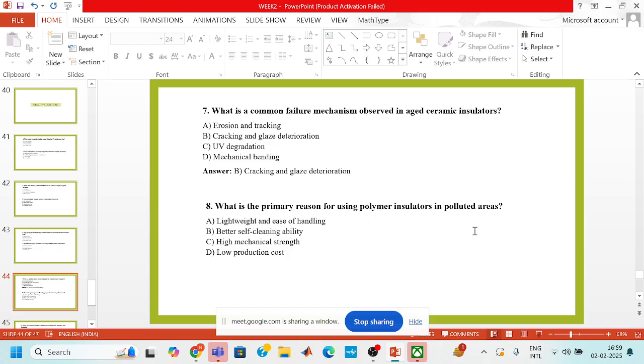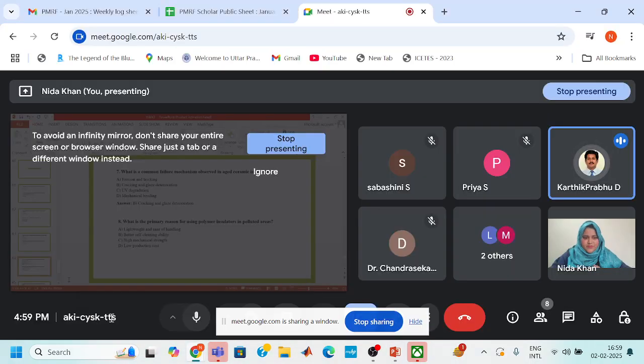Ma'am, can I ask one doubt? Yes. During the pollution property of the polymer insulator we discussed, periodically we have to clean the insulator, like that you told me. But for a transmission and distribution line, whether it is possible for several kilometers of line? We can use high pressure water for cleaning purpose. If we use ceramic insulators, then we can use high pressurized water for cleaning purpose.